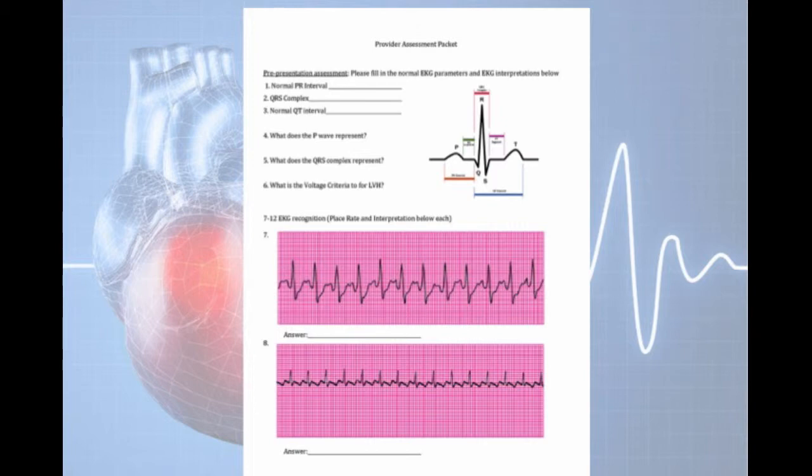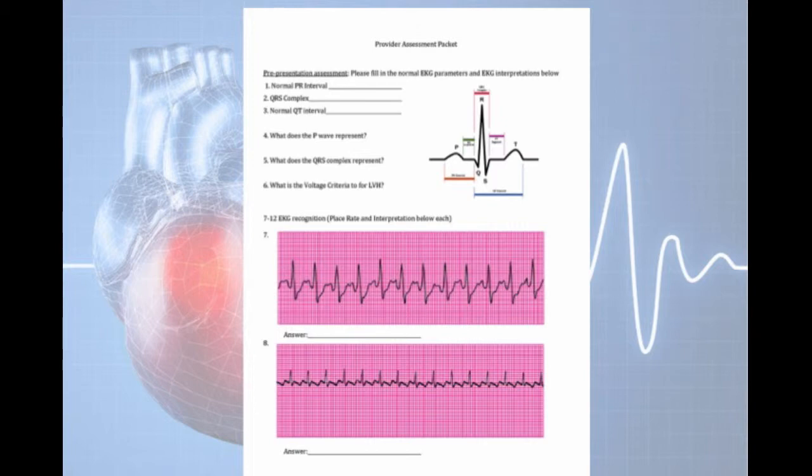Question number 7, what EKG is this? This is a sinus rhythm. We can see P waves there, but why do we have a wide QRS? Well, we have a wide QRS because we have an aberrant conduction, and this could be caused by a lot of different things. Question number 8, what rhythm is that?